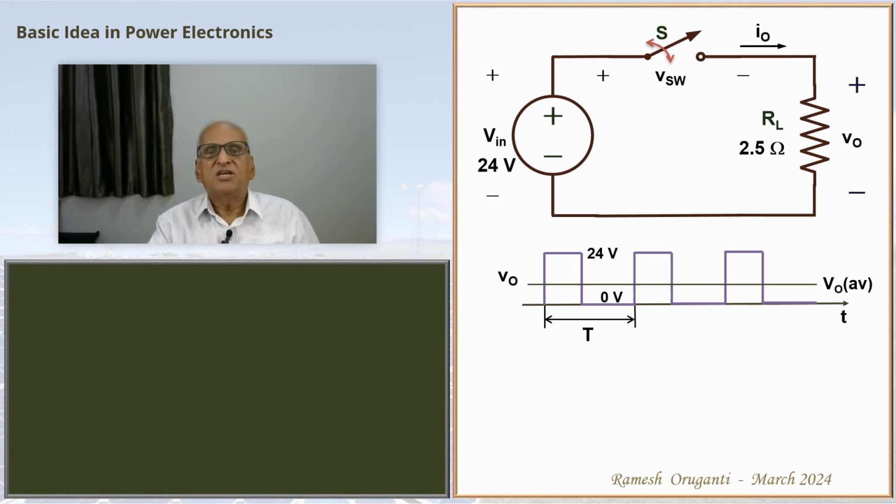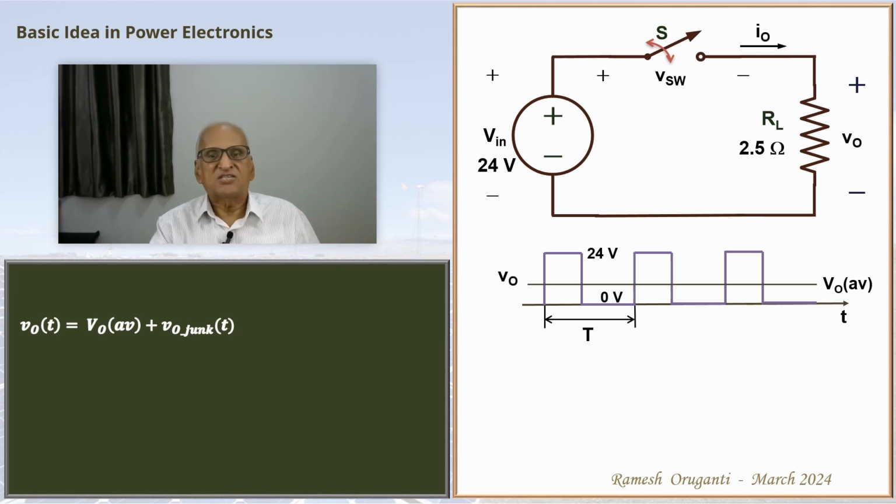We can divide the output voltage into two parts. One part is the average voltage that we desire, that is shown here. The remaining is the part that we want to remove. So mathematically, you can write it as VO of T is VO average plus V junk. Junk because we don't need it.